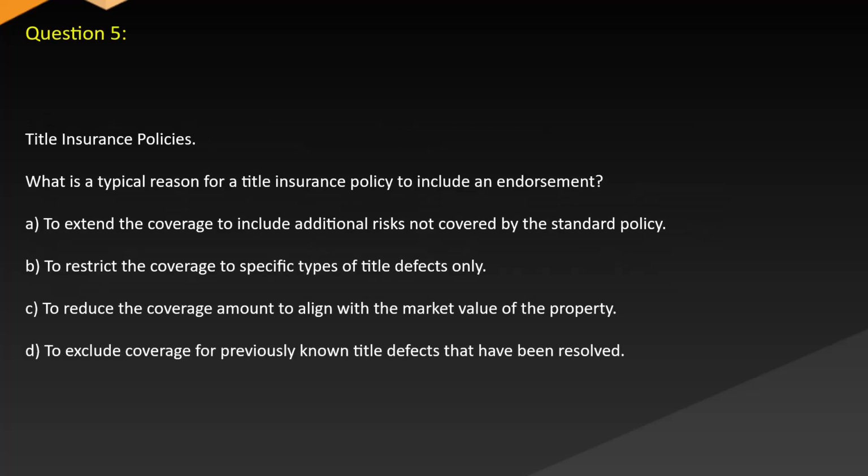Question 5. Title insurance policies. What is a typical reason for a title insurance policy to include an endorsement? A. To extend the coverage to include additional risks not covered by the standard policy. B. To restrict the coverage to specific types of title defects only. C. To reduce the coverage amount to align with the market value of the property. D. To exclude coverage for previously known title defects that have been resolved.